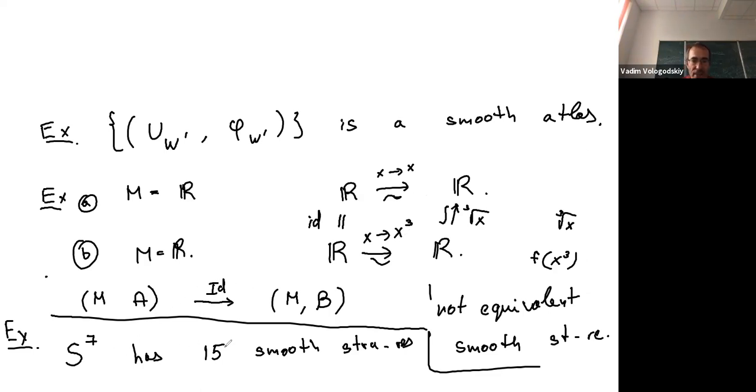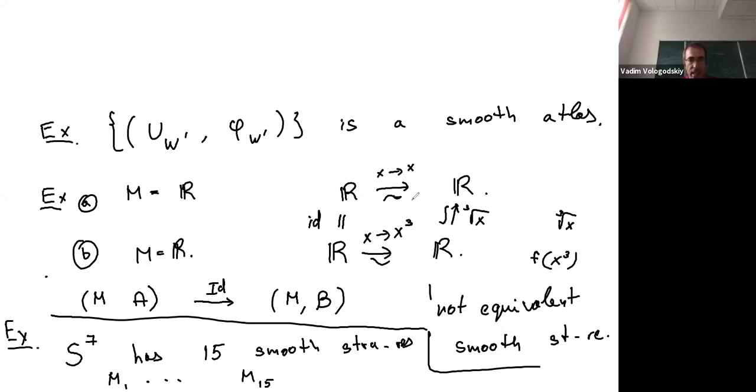When I say that S7 has 15 smooth structures, I mean not pairwise diffeomorphic. It means that I have really 15 smooth manifolds, each of which is homeomorphic to S7, but which are pairwise not diffeomorphic. Not only that, I do not even identify them, so it doesn't really make sense to speak of the identity map, but they are not pairwise diffeomorphic. So it's much stronger.